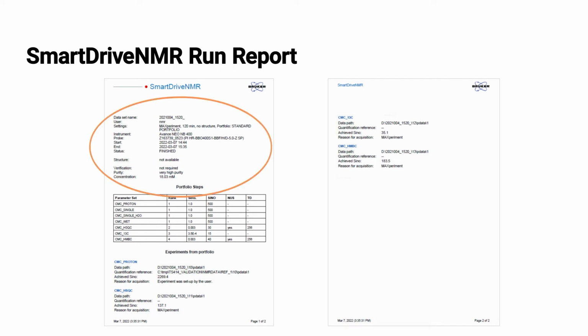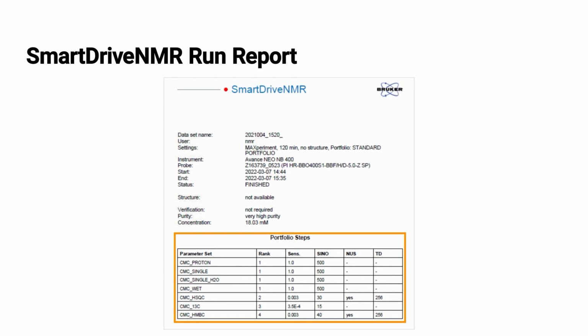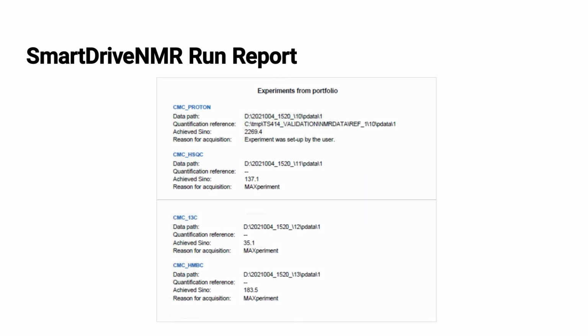And on the left side, you can see the start of the run report. The upper part is some general information. Then one can see the portfolio and their settings. And I would like to highlight here the required signal to noise, which is labeled S/N in the table. Following this are all the experiments that are carried out in the order in which they were measured. So first the CMC proton, the HSQC, 13C, and HMBC.